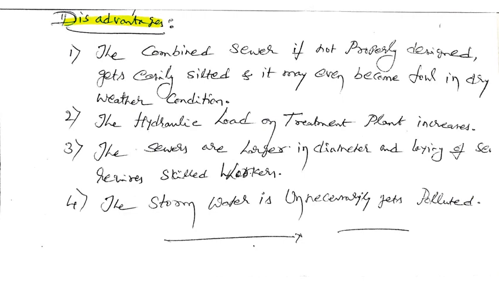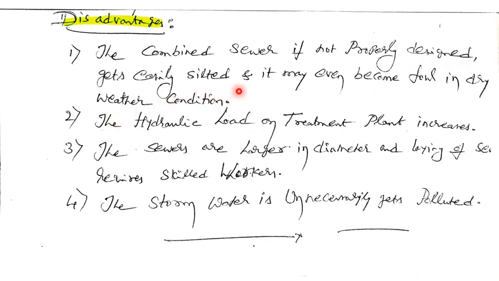See, I have given 4 points to be studied. Okay. See, it is more than enough to write 3 points. You can remember, because they are going to ask for 10 to 15 marks for all the methodologies, all sewerage systems. Okay, here what are the disadvantages? The demerits. The combined sewer, if not properly designed, is easily silted up.